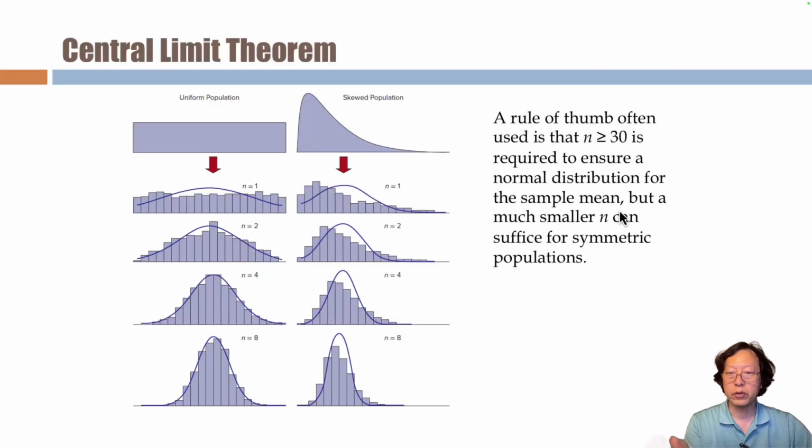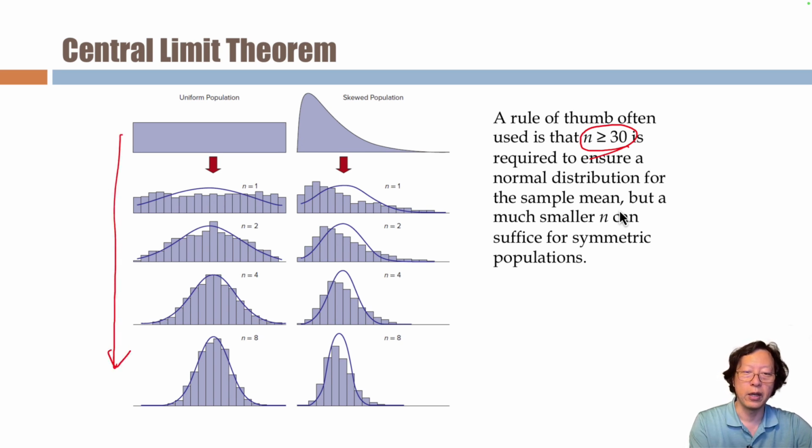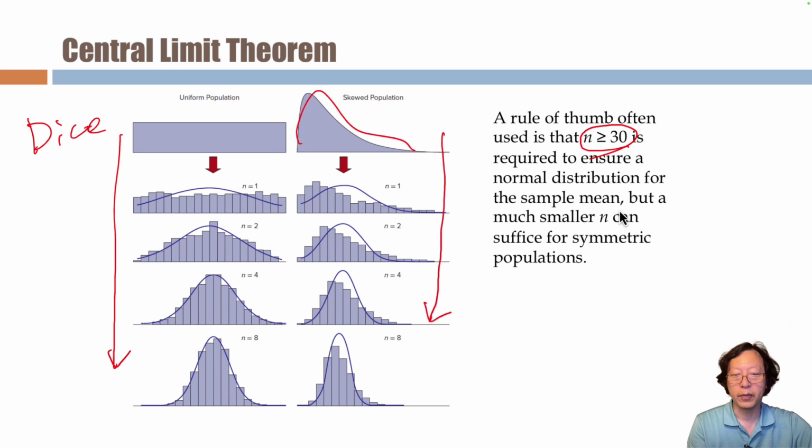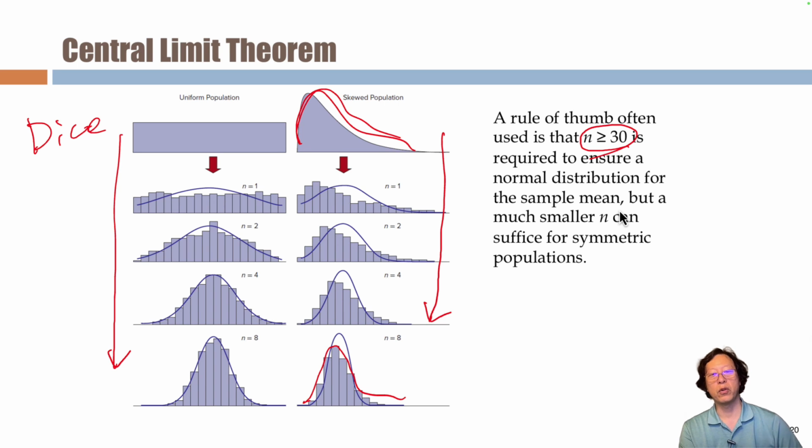So this shows the rule of thumb of n greater than 30. I think we saw a similar graph with the dice. If you add up the numbers from multiple dice, the summation will follow the normal distribution. Even when this is a skewed population, if you just keep adding, it will form something similar to the normal distribution. Of course, when this is a skewed population, it requires a larger sample size to become a normal distribution.